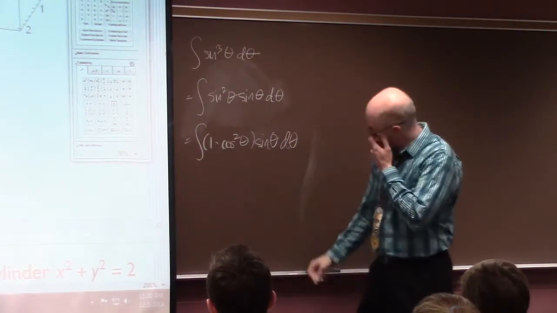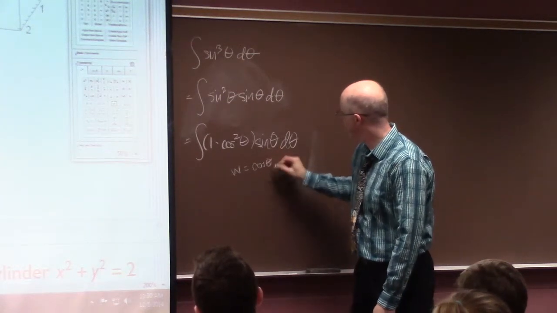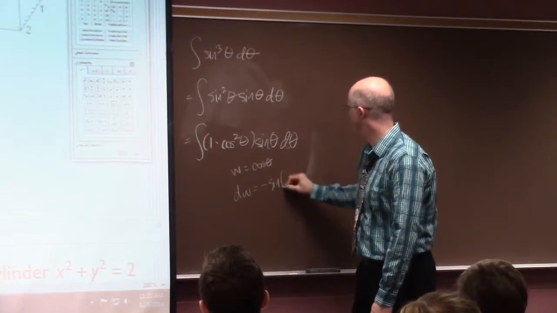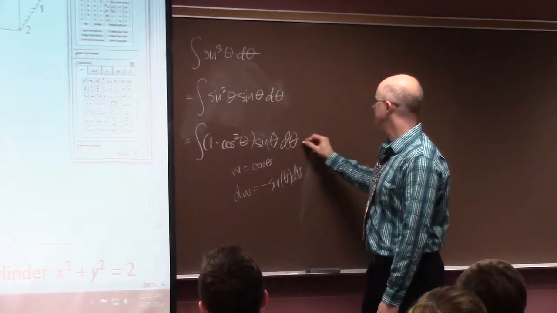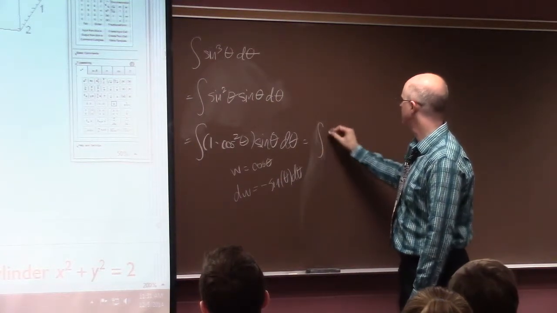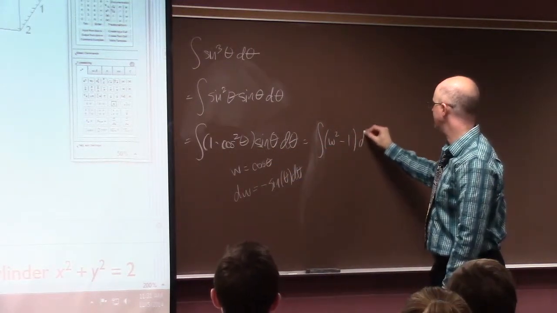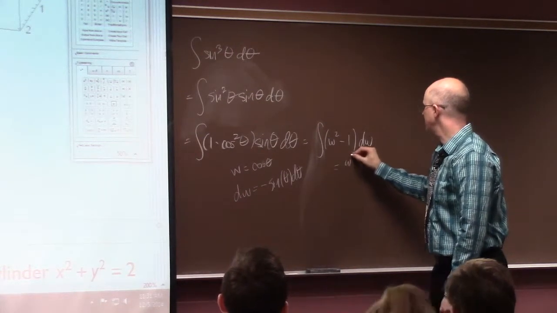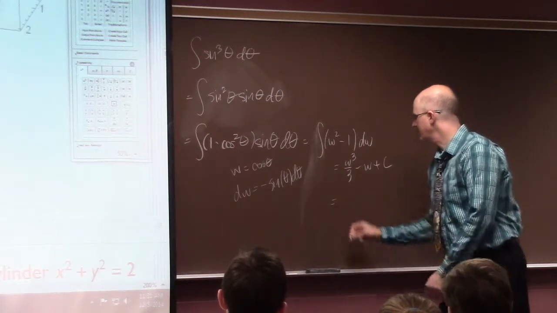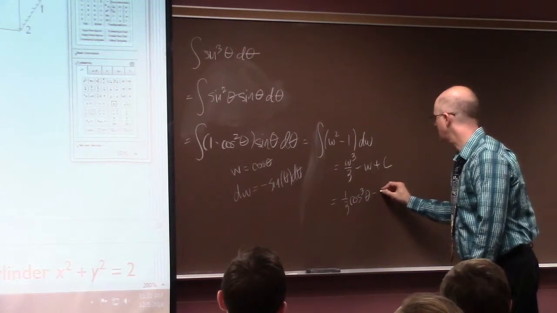Then do a substitution. You can let w or u equal cos theta. In this case, dw would be negative sine theta d theta. You'd end up with the integral, switching things around because of the negative sign, of w squared minus 1 dw. That'll be w cubed over 3 minus w plus c. Then replace w with cos theta. You get 1/3 cos cubed theta minus cos theta plus c.